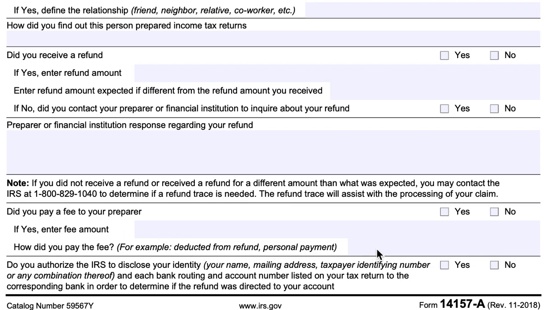Do you authorize the IRS to disclose your identity and each bank routing or account number listed on your tax return to determine if the refund was directed to your account? You can select no, but that really limits the Internal Revenue Service's ability to conduct additional due diligence with the bank that you might have had your refund directed to.